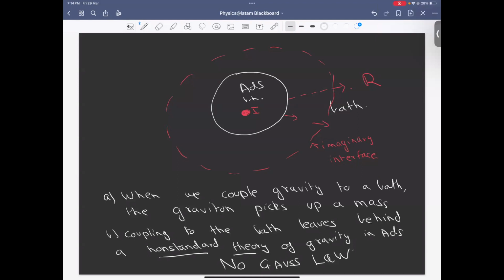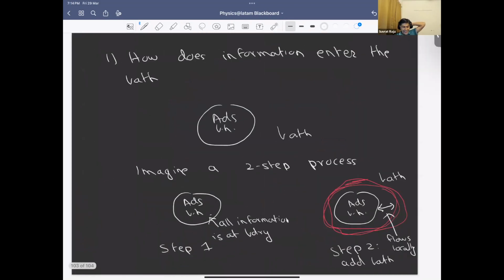Sir, I didn't understand the part before, where you said the information was in the boundary, so it was able to flow through the radiation region. But now you're saying that coupling to the bath leaves a non-standard theory of gravity. That's right. Very good, excellent, thank you.